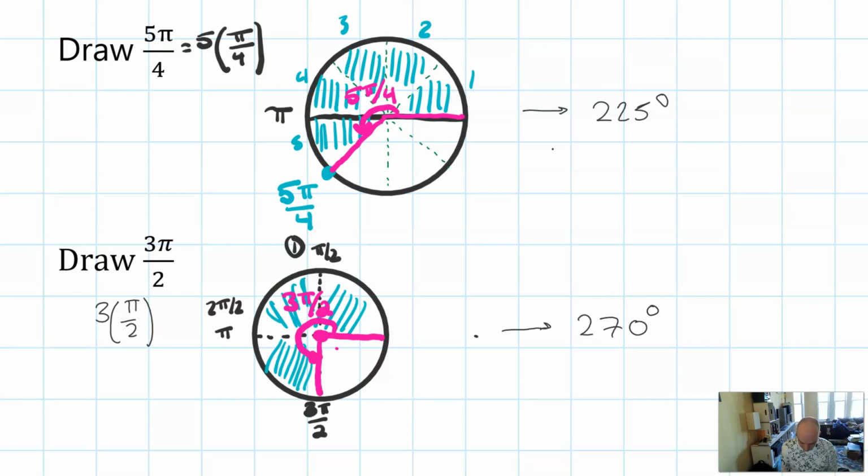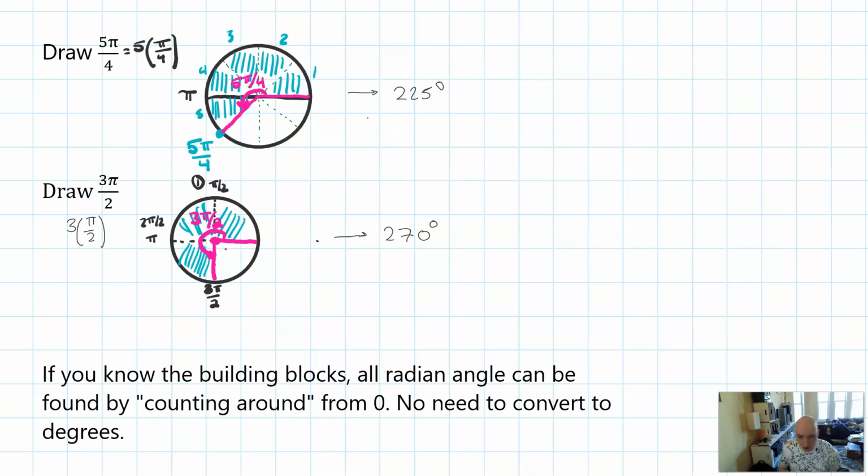I don't even have to do any math. It's 3 times 90 degrees. And all radian angles can be found in the same way that we've done these two problems. Start at 0, identify the size of your pizza slice, and then count around. If you don't eat pizza, maybe it's a pie slice.